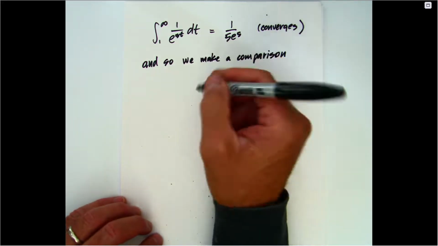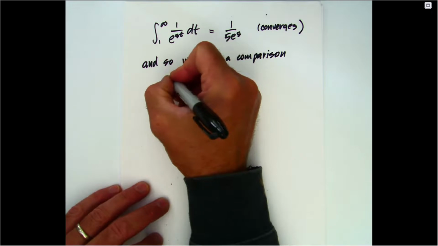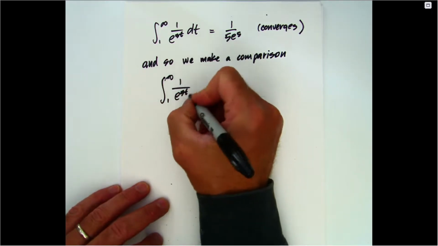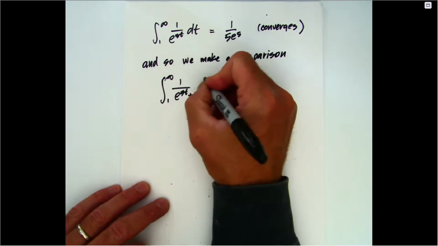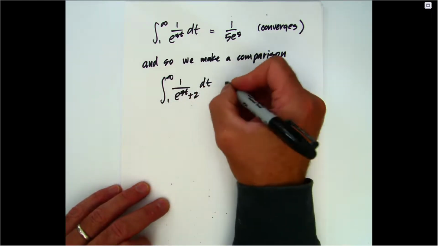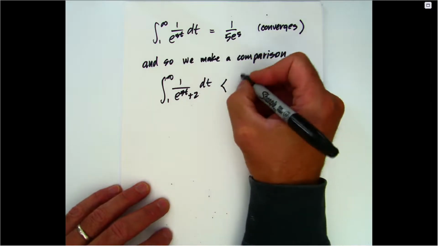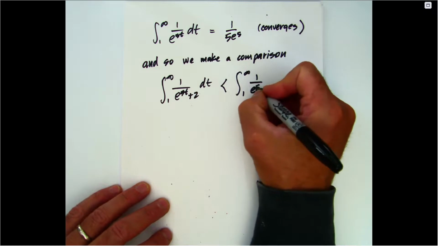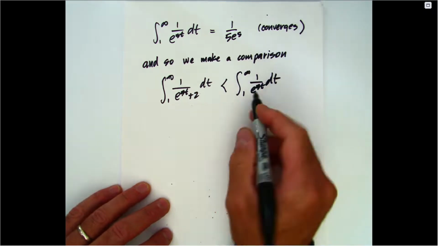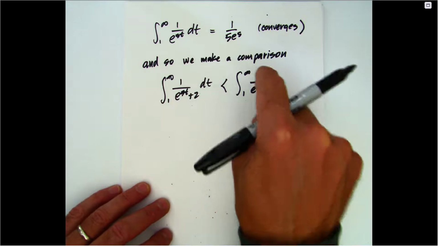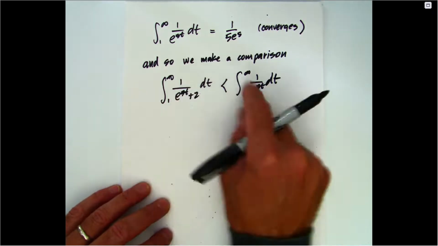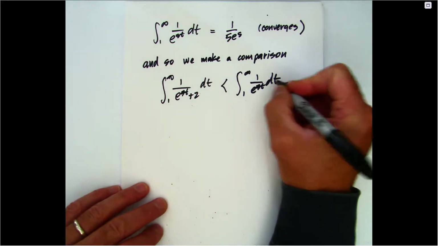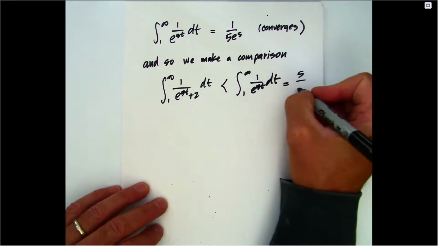And the comparison is this: the integral from 1 to infinity of 1 over e to the 5t plus 2 dt, the one we were after, is always going to be less than the integral from 1 to infinity of 1 over e to the 5t dt. The reason that's less is because this function is always greater than that function across the limits of integration. That's something we resolved. And this one is equal to 5e to the 5th.